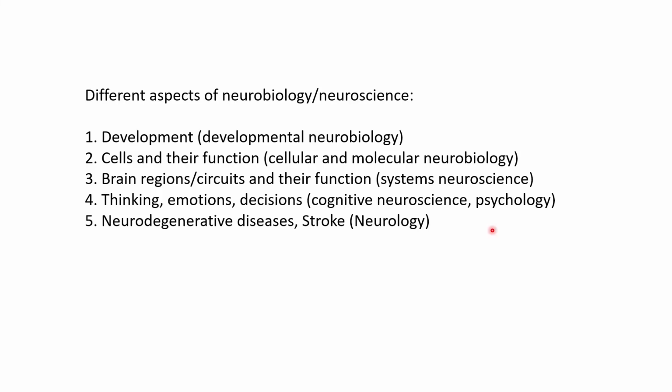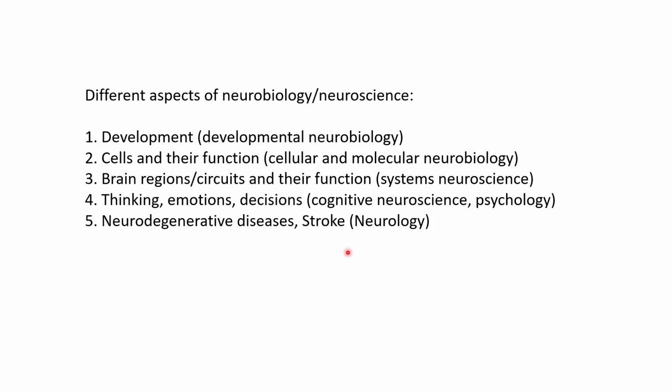One may also approach studying the brain from the angle of diseases. There are several neurodegenerative diseases in which parts of the brain or certain cell types in the brain become defective or they start to die. For example, Alzheimer's disease or Parkinson's disease or a stroke, and this comes under the field of neurology. So this is a medical specialty, and neurologists try to study the disorders that involve damage to different parts of the brain.